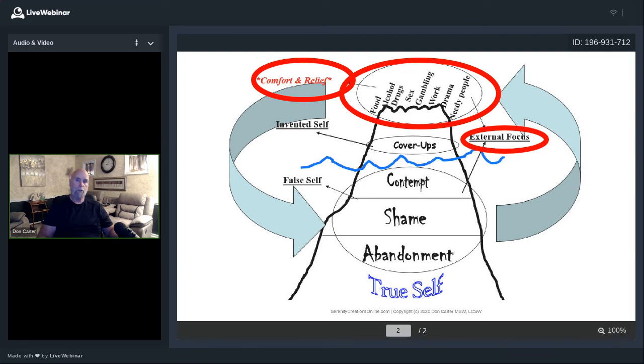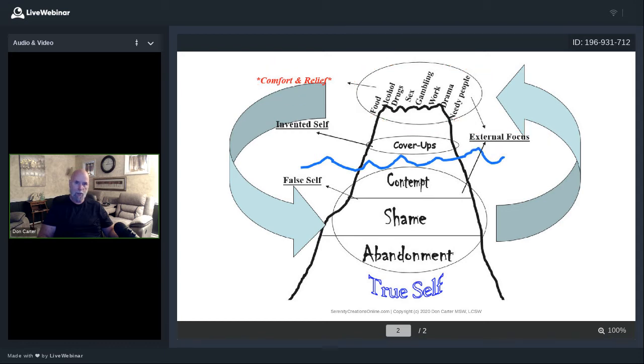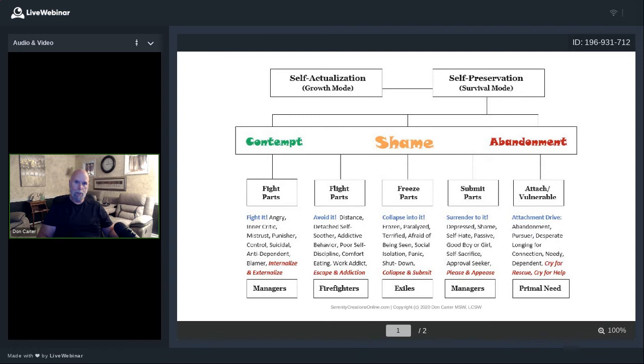Later on, as the addiction progresses, it then again feeds the abandonment, shame, and contempt, which feeds the need for more comfort and relief. So again, that's the basics of the iceberg, and that abandonment, shame, and contempt is important, and I wanted to go over that with you because it fits really well into this map of structural dissociation.